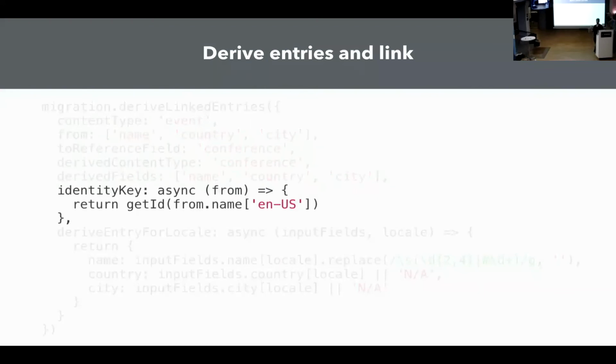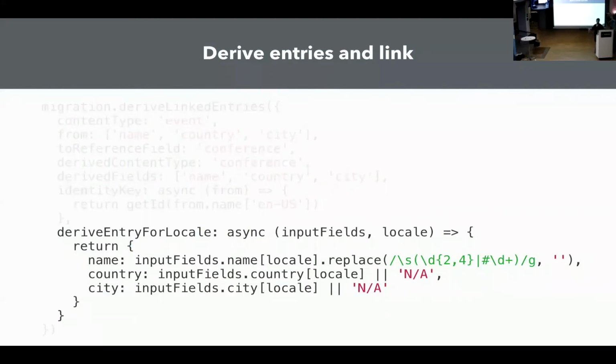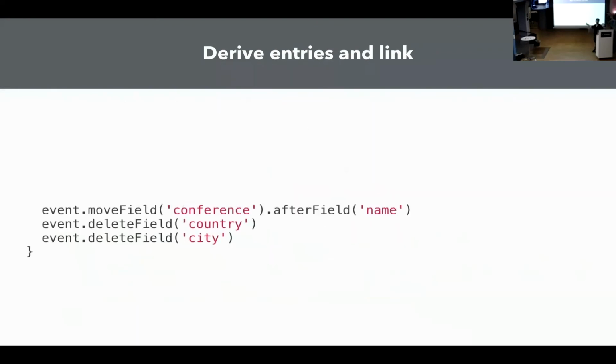Then I'm defining an ID. This is the ID for the newly created entries that will come out of all the events. And then I'm defining what the structure of the newly created entities will look like. And then I'm moving some stuff, and I'm cleaning up the fields that I don't need anymore on the events, right? Because the country and the city are now on the conference object and not on the event object anymore.